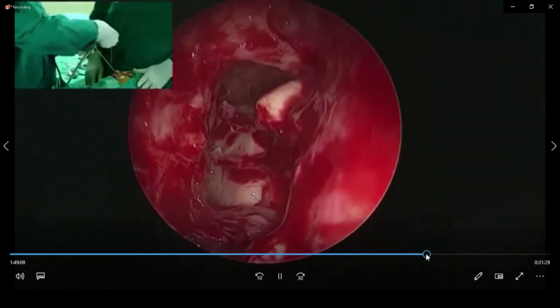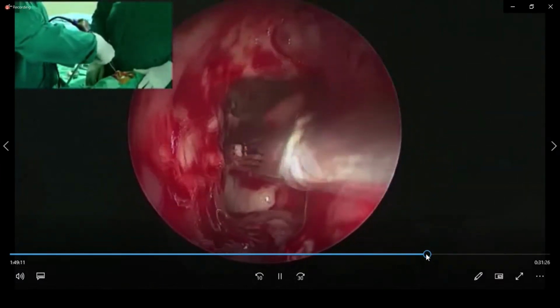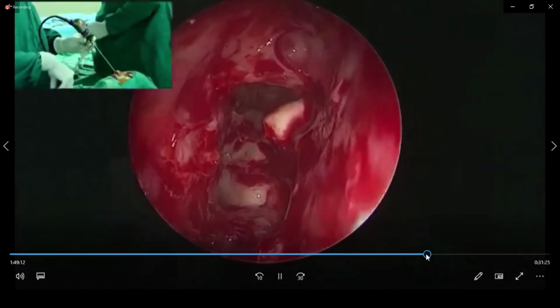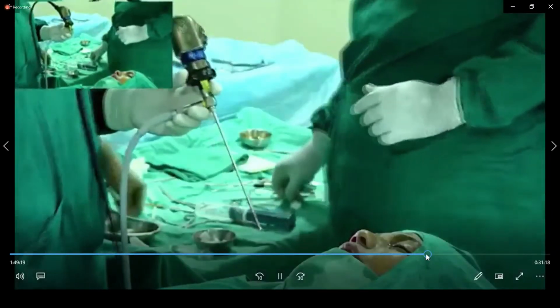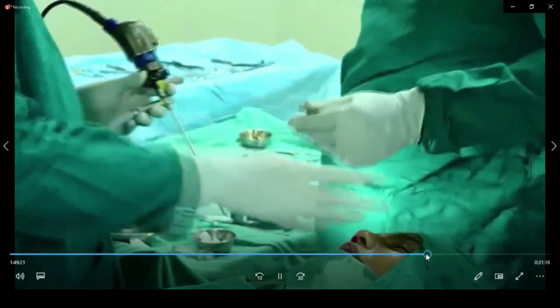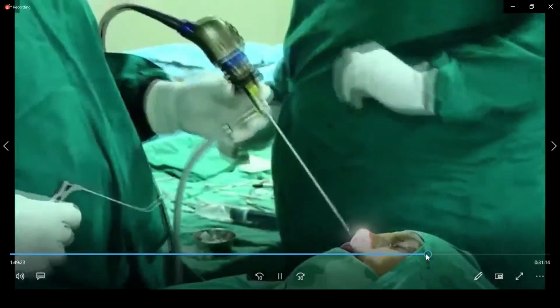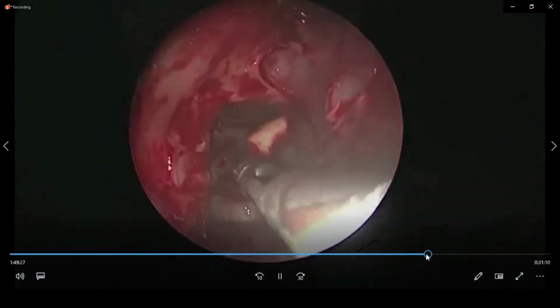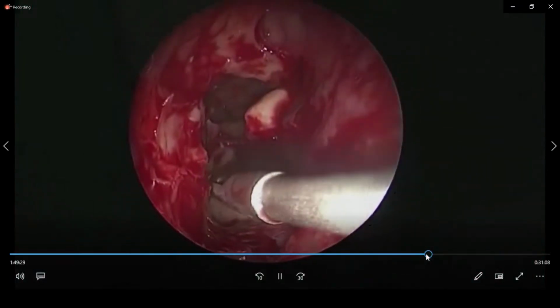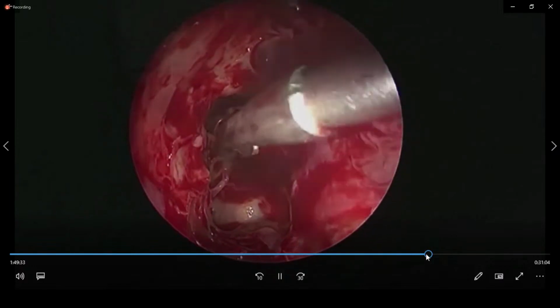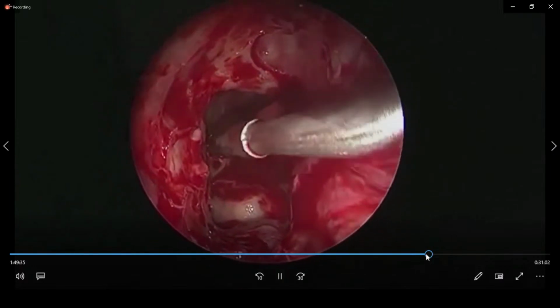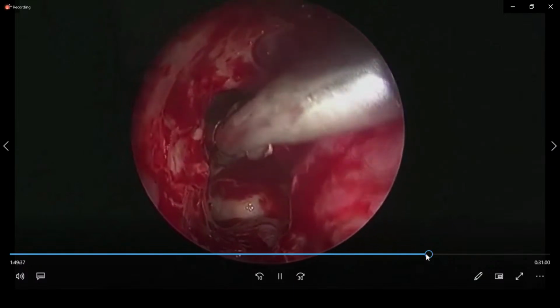And by following with a 70 degree and keeping your landmarks in view, landmarks means your turbinate. In any given situation, your turbinate is in view and we are not supposed to cross medial to the turbinate to damage the skull base. In any given situation, your lateral wall is in view. The orbital wall is in view. See this? And in any given situation, we are not supposed to breach that to get entry into the orbit unnecessarily.